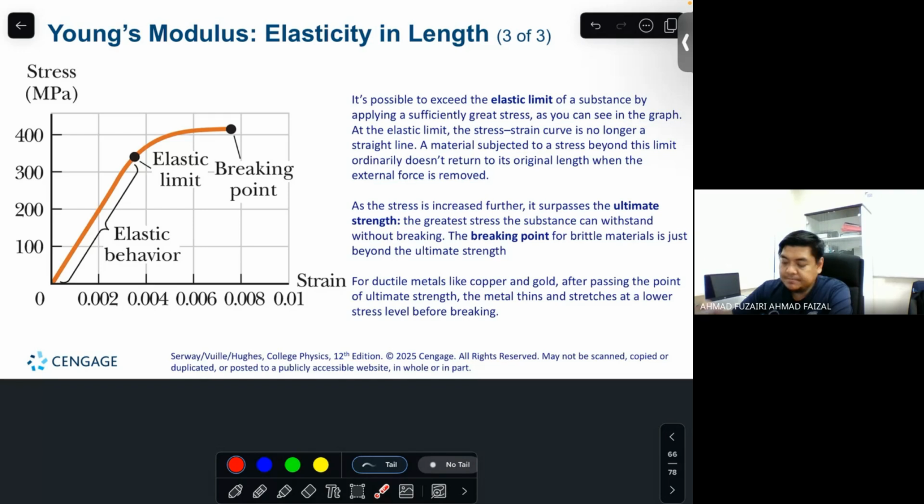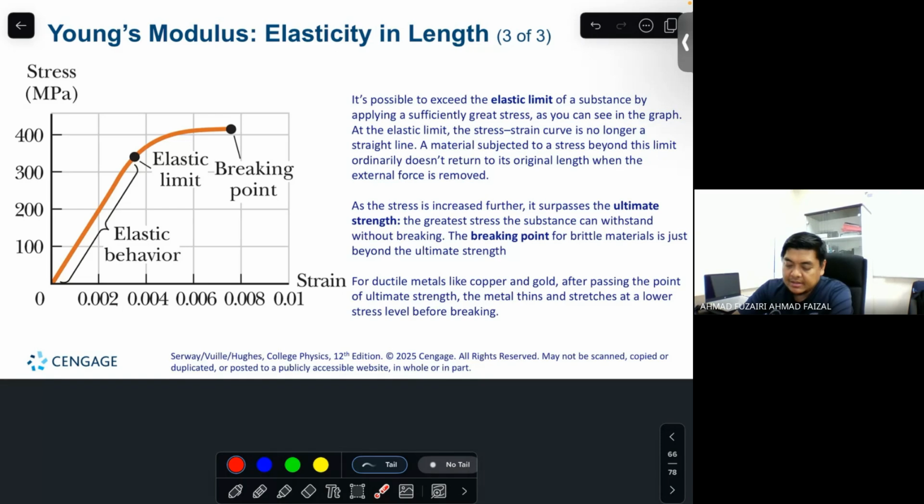That means, is it possible to exceed the elastic limit of a substance by applying a sufficiently great stress, as you can see in the graph. At the elastic limit, the stress strain curve is no longer a straight line. Okay, you can see here at the elastic limit. What we call that is elastic. That means at a certain stress, let's say 200 megapascal, it behaves like a normal strain, which increases directly proportional to the stress.